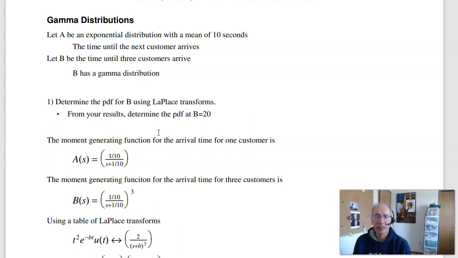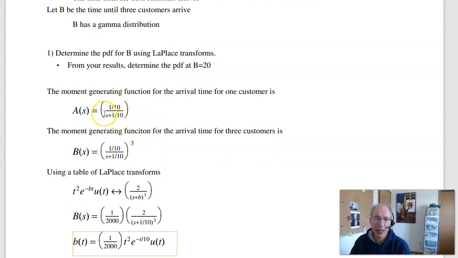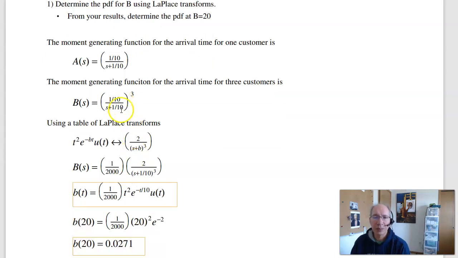Well, in this case, I know A has the following Laplace transform: 1/10 over s plus 1/10. That's for 1 customer arriving. For 3 customers, it's that multiplied 3 times, or that cubed. Take the inverse Laplace transform. Here I'm going to use a table of Laplace transforms.